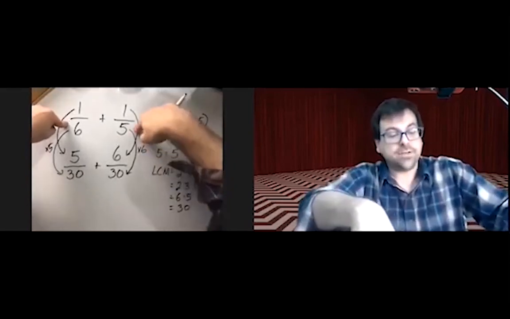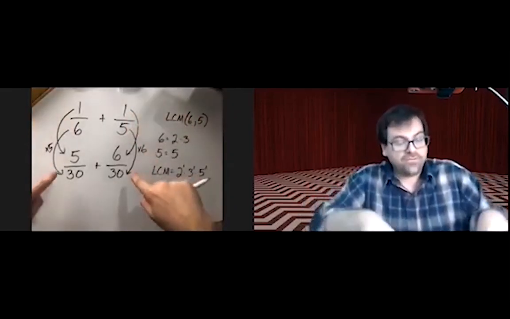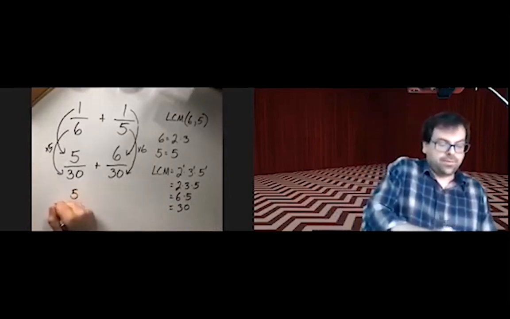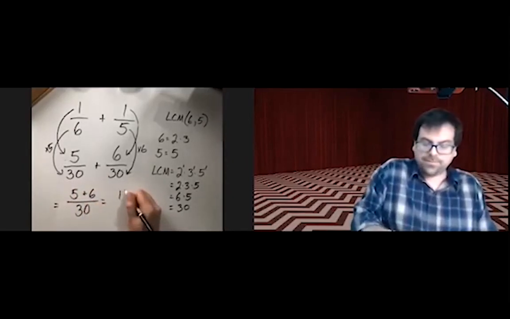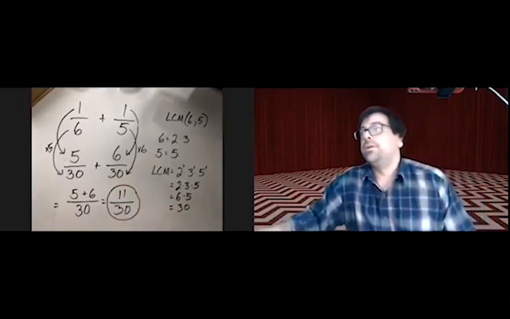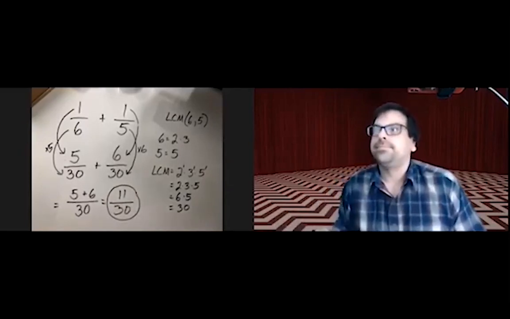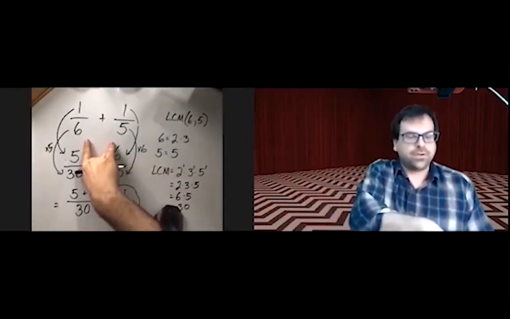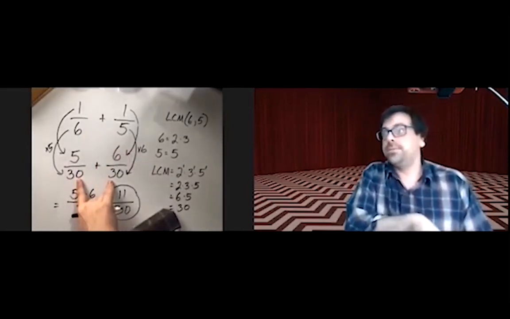1/6 plus 1/5 is therefore 5/30 plus 6/30, which is 5 plus 6 over 30. Our answer is 11/30. So neither of the original fractions could stay the way they were because both had to change denominators.